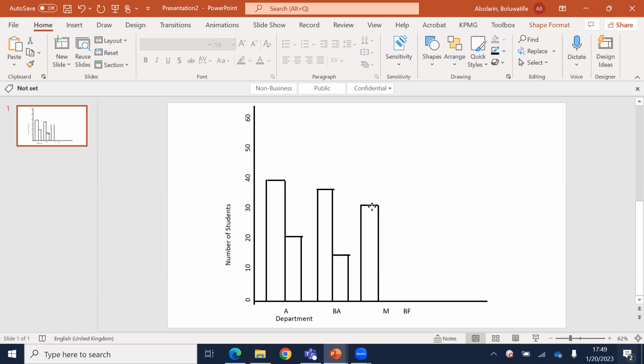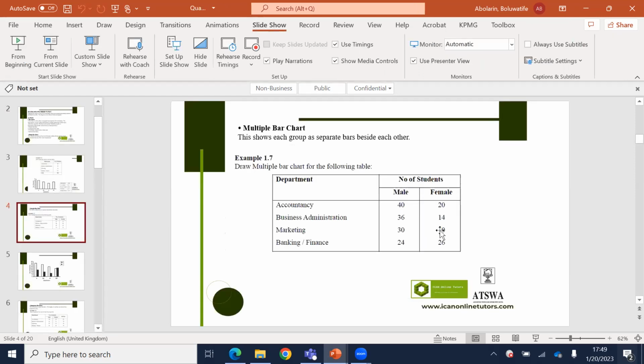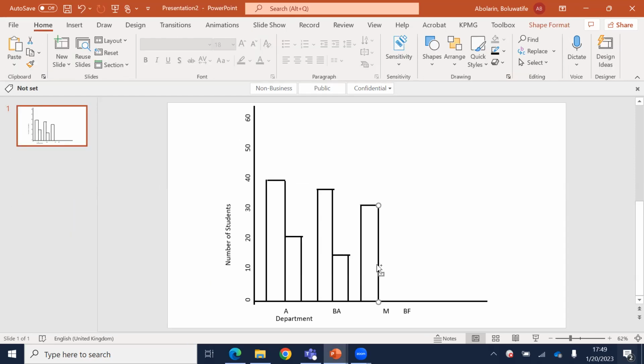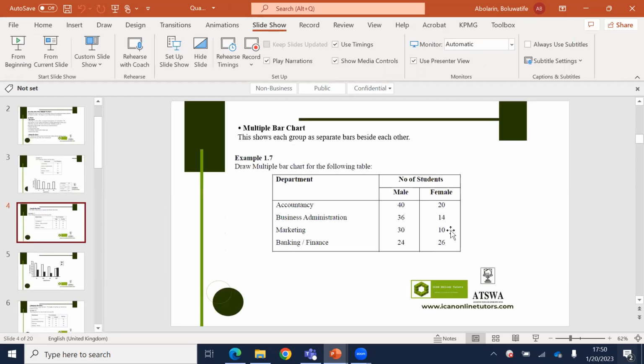We are going to cover it up. Then it says what? 10. So we are going to make it to 10. This is where 10 is, right? 10. And the same, we are going to cover it up. So we have our what? M, which is what? Mathematics 30, 10.